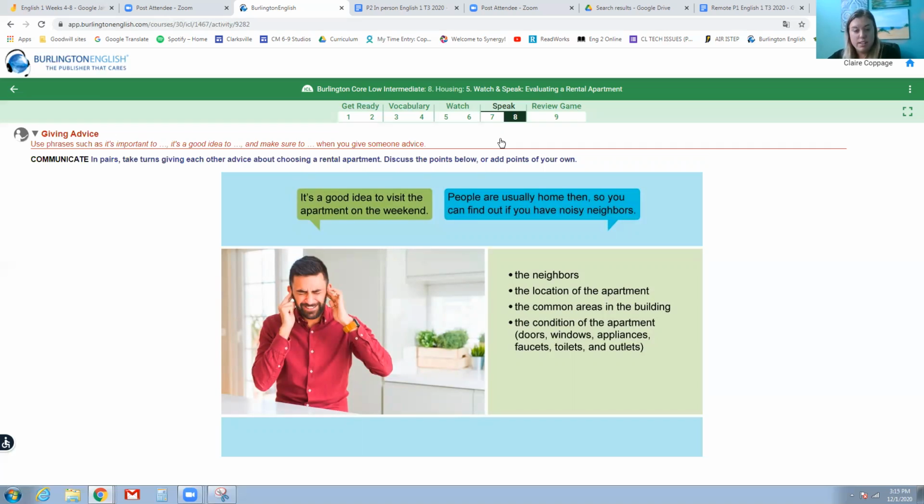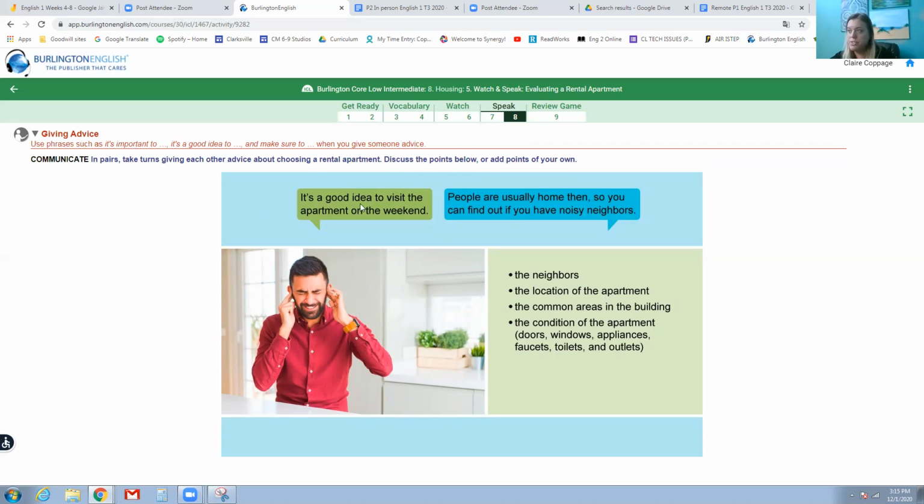This part of our lesson is about giving advice. When you're looking for a place to live, you often ask your family and friends for advice. Or maybe they ask you when they are looking for a place to live. We say things like, it's important to, it's a good idea to, and make sure to. These are all expressions for giving advice, consejo.